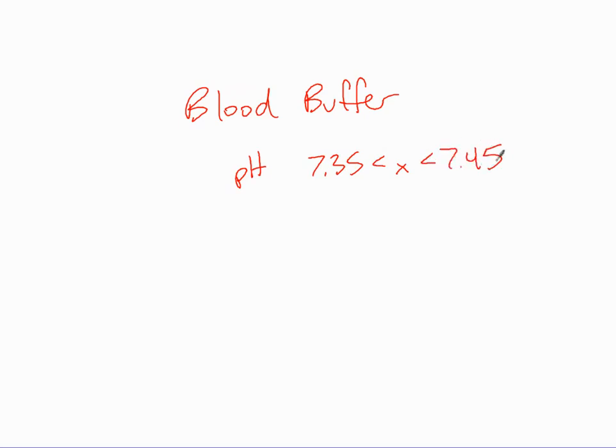This is an aside. The blood buffer. So you want the pH 7.35 to 7.45. There are three things in your blood. The first off is, what's the name of this ion? Bicarbonate. So here's bicarbonate. What's this one? And what's this?